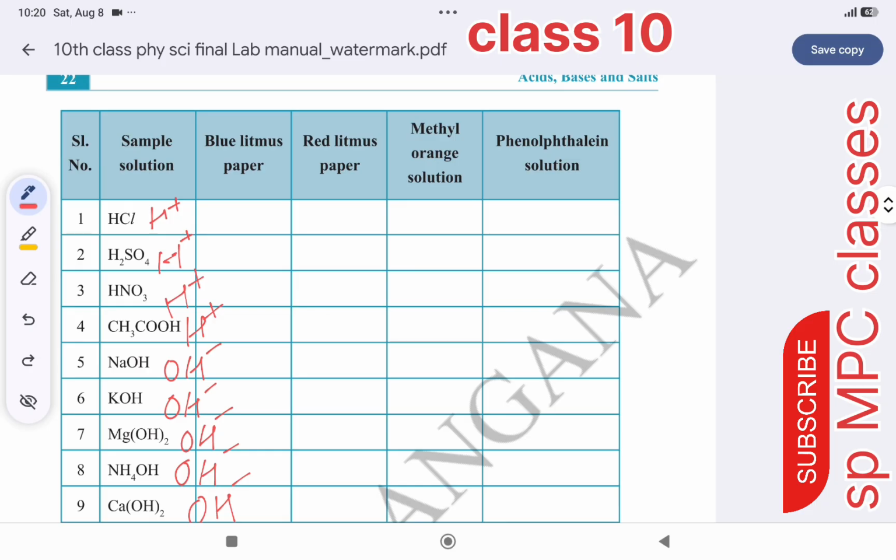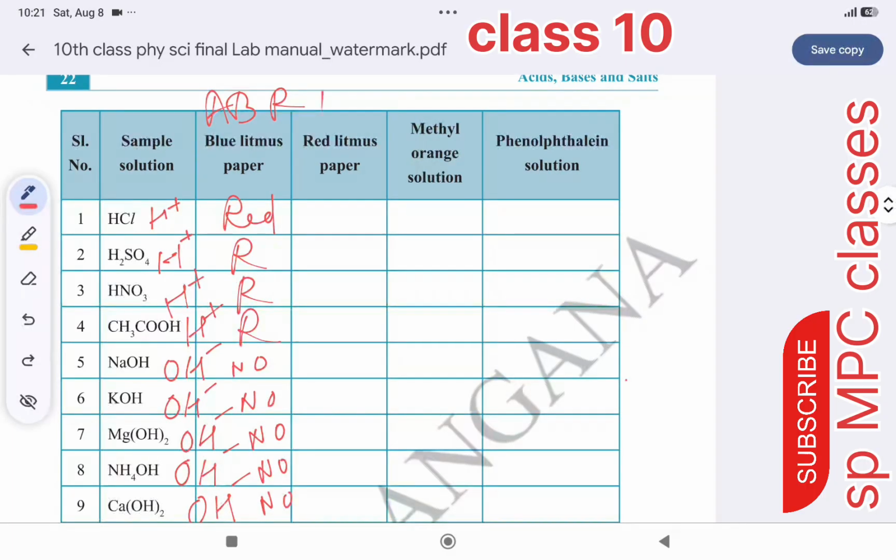So you know acids convert blue to red. A, B, R: Ambedkar, acid convert blue to red. So HCl converts blue to red. H2SO4 also red. HNO3 also red. Acetic acid also red. So bases we know very well. Blue litmus, there is no change. So instead of writing blue, I will write no change. It is better to write no change instead of writing blue will be blue.